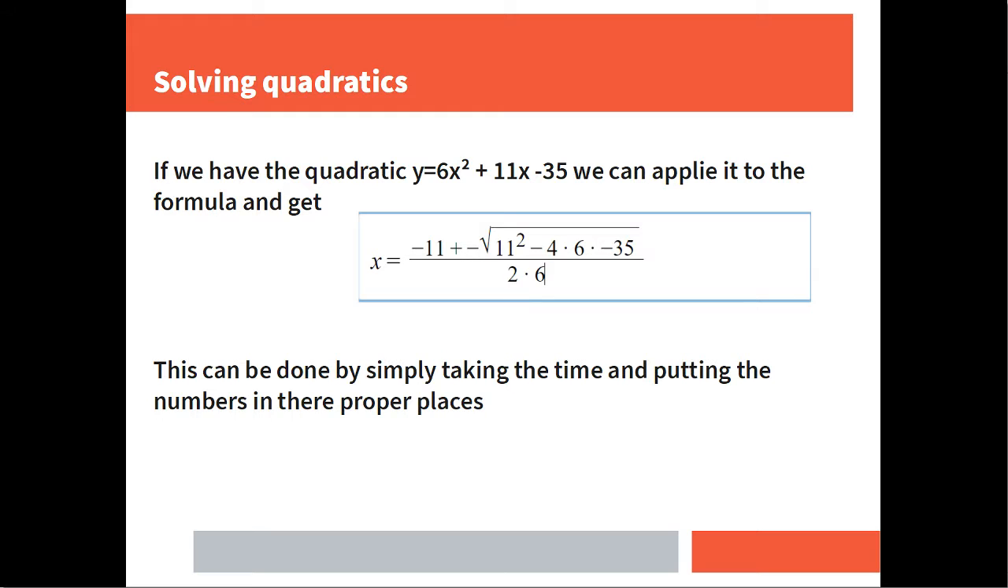Now, if we have the quadratic y equals 6x squared plus 11x minus 35, we can apply it to the formula. And we can remember 6 is our a constant, 11 is our b constant, and minus 35 is our c. So if we keep all of that in mind and apply it to the formula, we get x equals negative 11 plus or minus the square root of 11 squared minus 4 times 6 times negative 35, all over 2 times 6. Now that sounds very complex, but most of it can be broken down into much smaller and easier to solve parts.